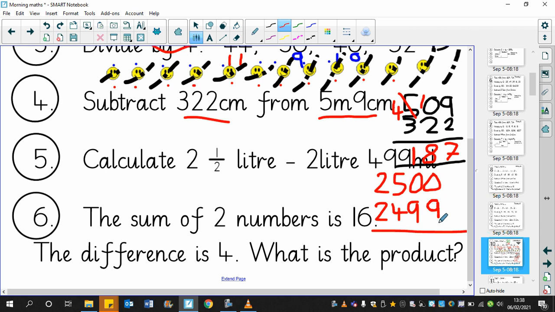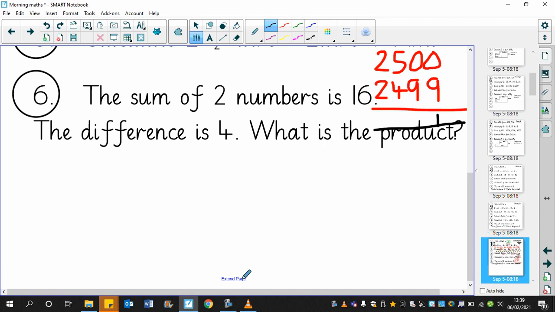499. Now one way to do this would be to say 0 take away 9 you can't do, so therefore we'll exchange from there and we'll exchange from there, and all of that kind of nonsense. But look at it. 2,000 there and 2,000 there, 500 there and 499 there. So it actually becomes 500 take away 499, and the answer is just 1 milliliter.